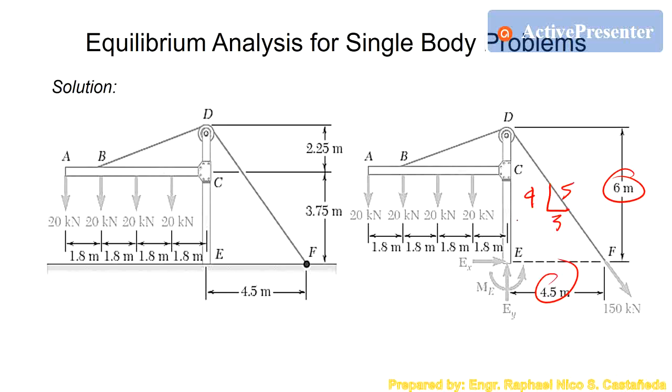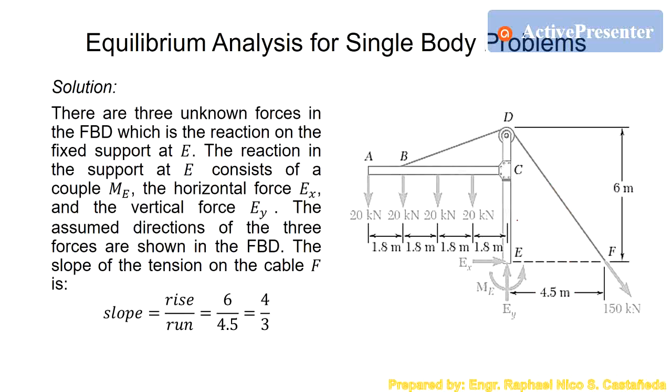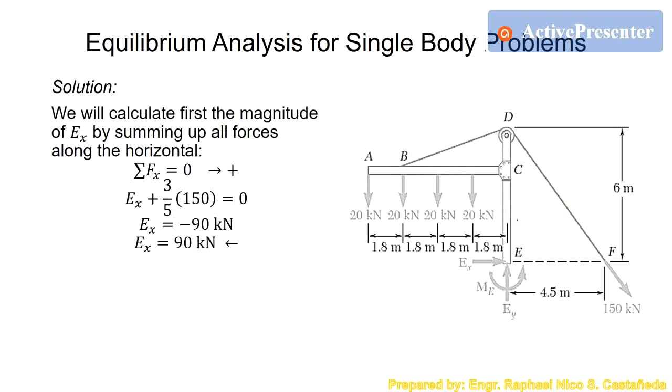Next is, after drawing the free body diagram, we can now solve for the three unknowns, which are EX, EY, and ME. So let's start first with EX. EX is quite easy because we have EX going to the right positive. And this one right here is 3, 4, 5. So we have 3/5 of 150 positive going to the right. So we will get an answer of EX equals negative 90.